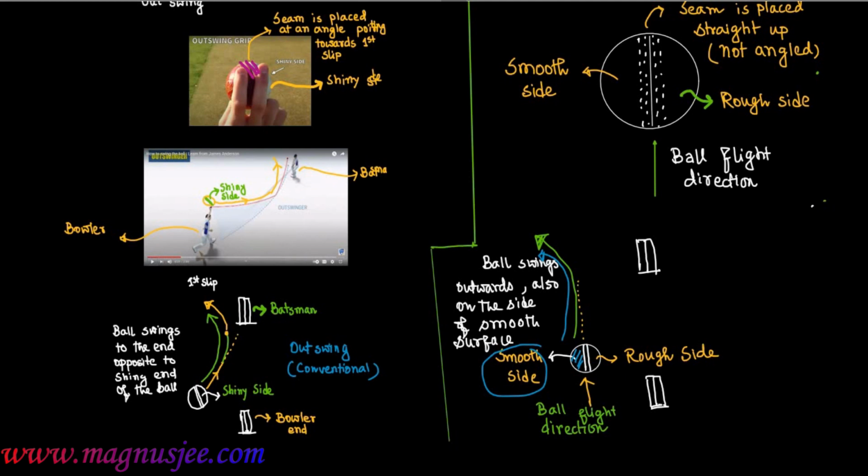The smooth surface is placed towards the outward end, and outswing occurs. But for conventional outswing, the shiny surface is placed in the other direction, and the ball swings in the opposite direction. The ball swings outwards on the opposite side of the shiny side of the ball. But for contrast swing, the ball swings in the same direction, on the same end as the shiny side of the ball.